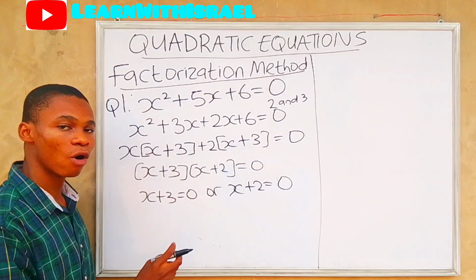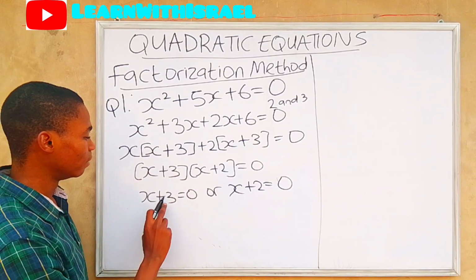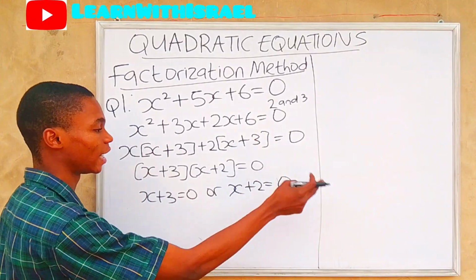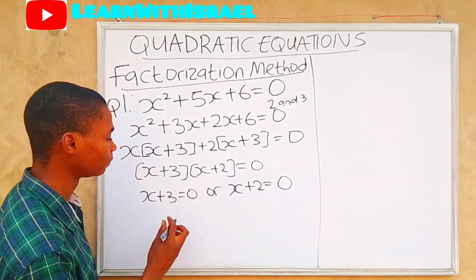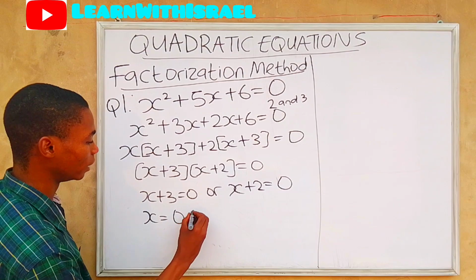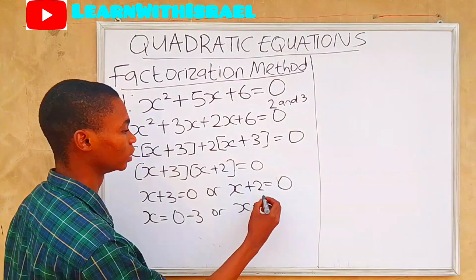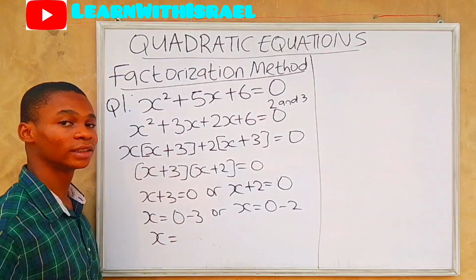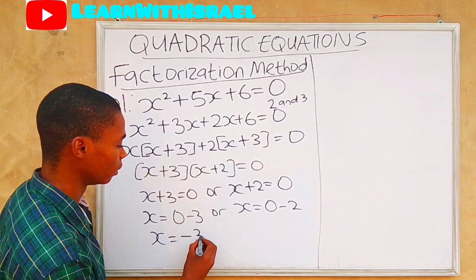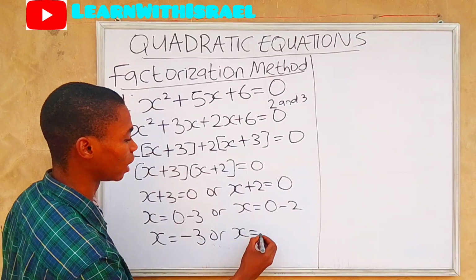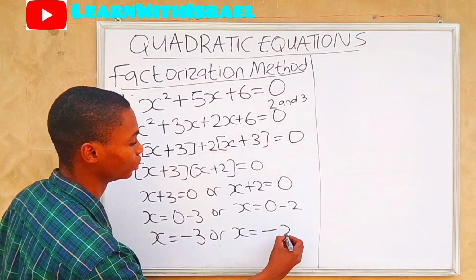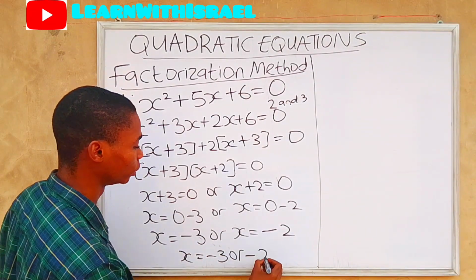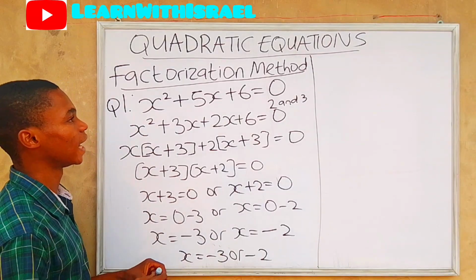To get our value of x, let's take plus 3 to the right hand side. We will also do that for plus 2. We'll take it to the right hand side to make x the subject of the formula. So x equals 0 minus 3, or x equals 0 minus 2. So x equals 0 minus 3 would give us minus 3, or x equals 0 minus 2 will give us minus 2. So x equals minus 3 or minus 2, which is the correct answer.